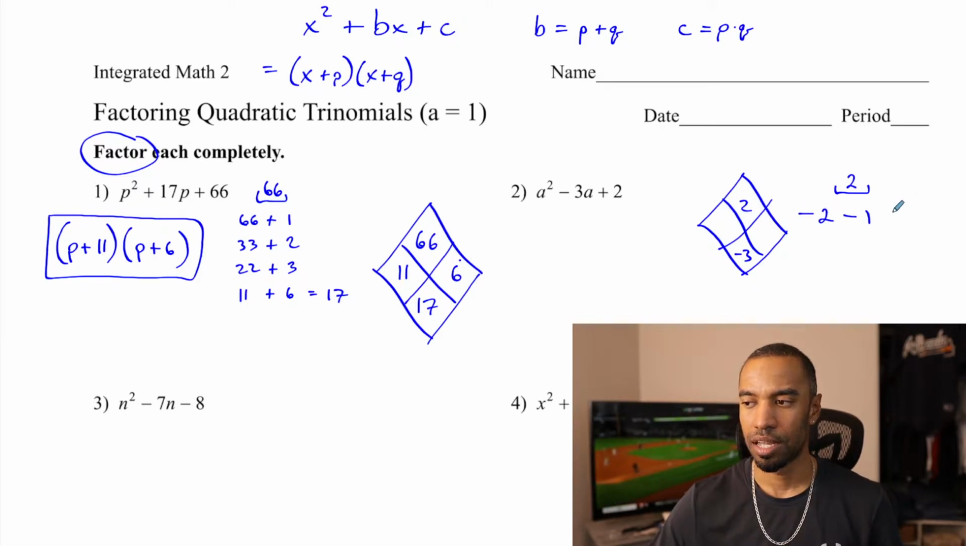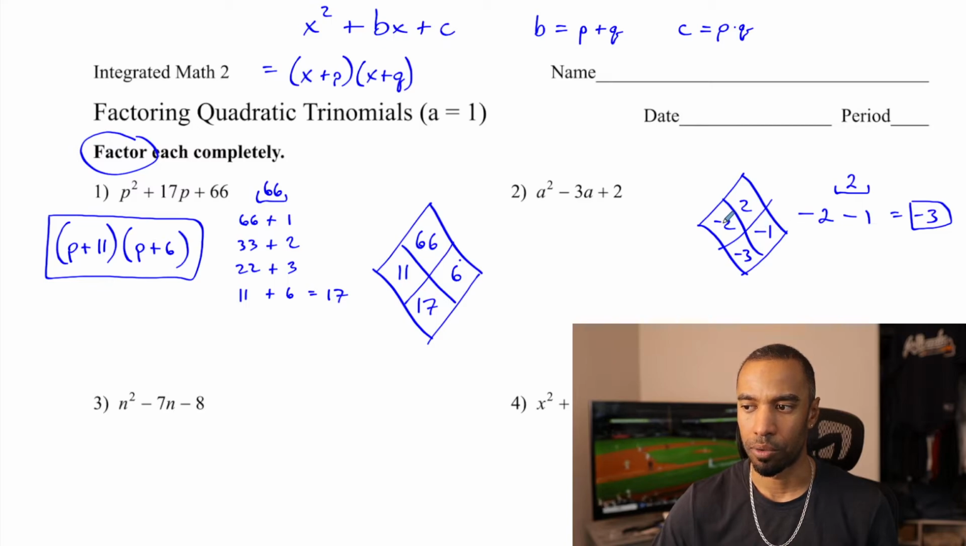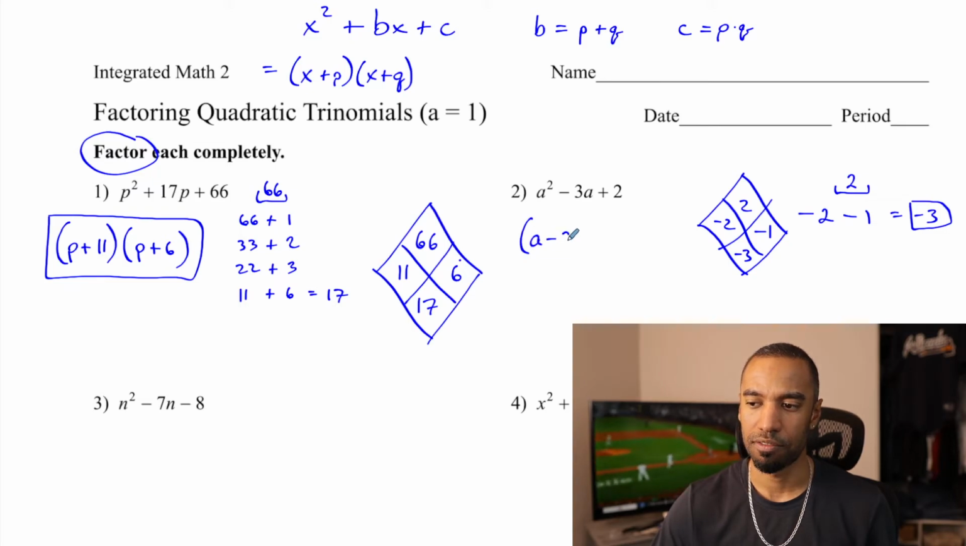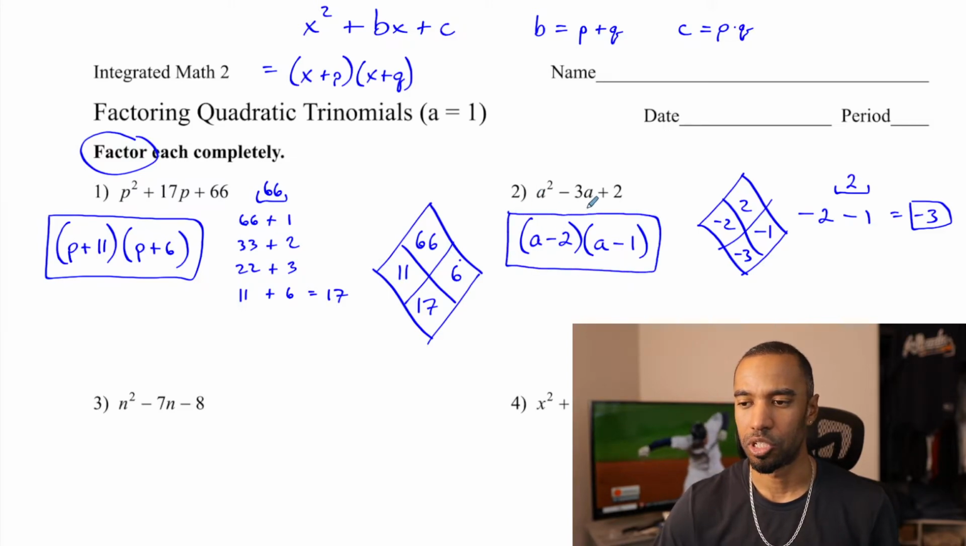Negative 2 minus 1 is negative 3. That one works out because negative 2 and negative 1 are our two values that multiply to make 2 and add to make negative 3. Those numbers are our P and Q. So a plus negative 2 is a minus 2, and a plus negative 1 is a minus 1, and that's what that thing factors into. I'm not going to double check it, but that's what it is.